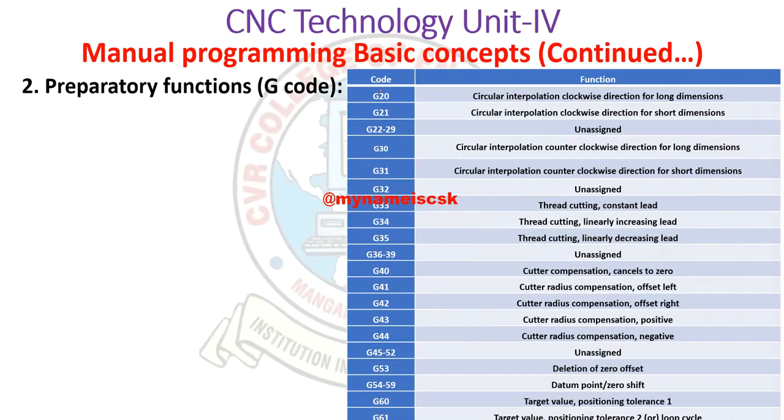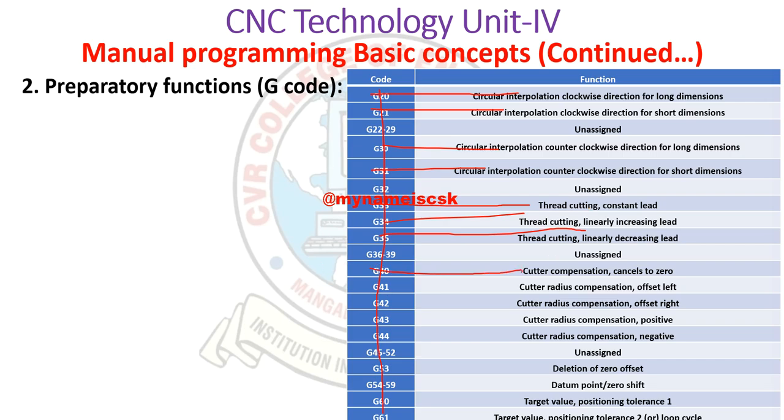G00 to G19. Now G20 to G61. So G20 circular interpolation for longer dimension, circular interpolation for shorter dimension, circular interpolation counterclockwise, counterclockwise longer and shorter. If you want to make any thread cut, we use G33. G34 is used for thread cutting when we are increasing the lead. G35 is for decreasing the lead. When we are making thread cutting, we have to maintain constant lead. That will be taken care of by this one.